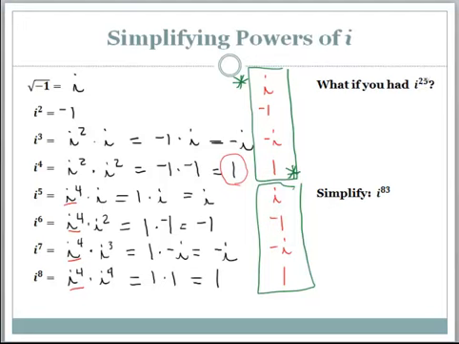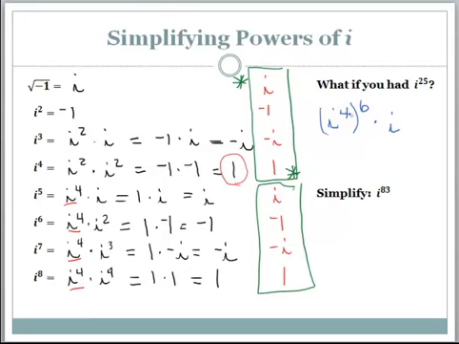Let's say we have i to the 25th power. That's the same thing as i to the 4th. How many 4s are there in 25? There are 6 of them, right? i to the 4th to the 6th is actually i to the 24th, which means I need 1 more i. Wouldn't this be the same thing as i to the 25th?